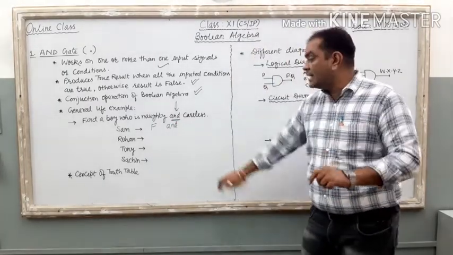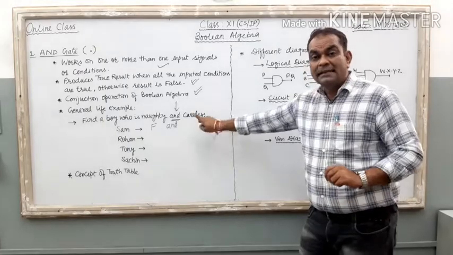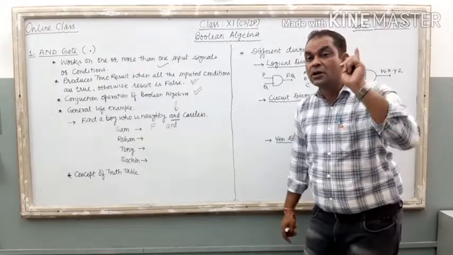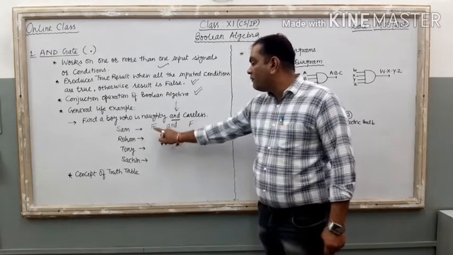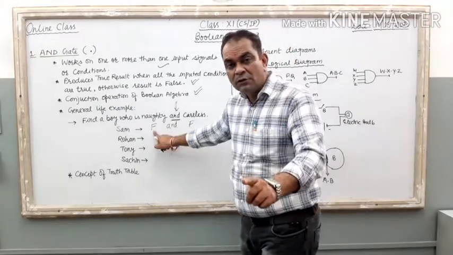Now we are going to check the second condition on Sam. Is Sam careless or not? Sam is not a careless boy. So here you just put F. The first condition, naughty, is false for Sam.